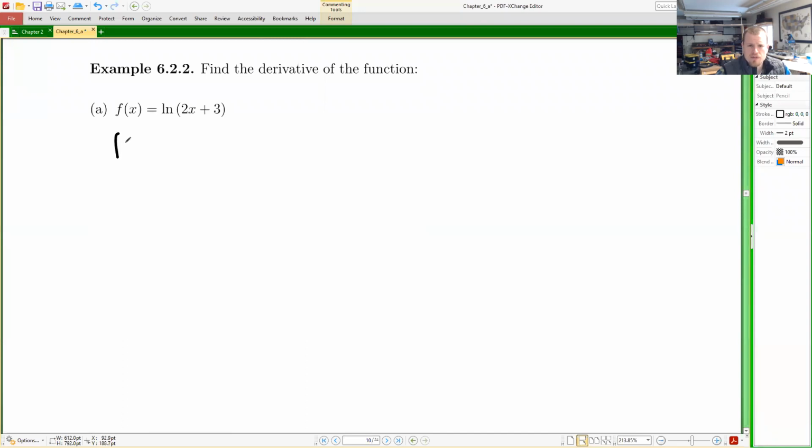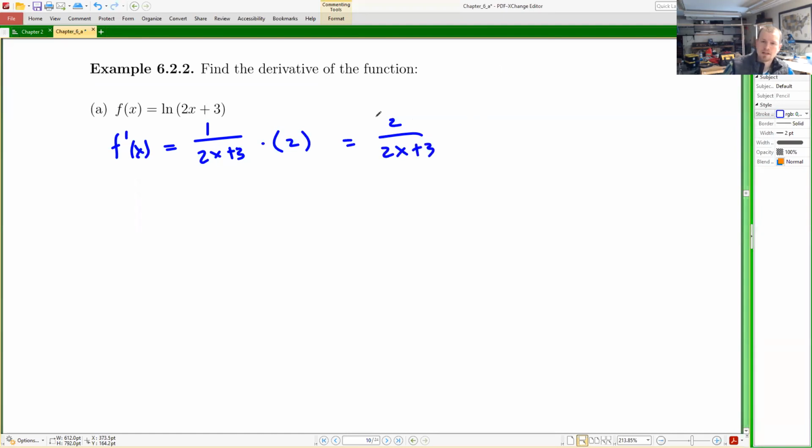All right, so if I want to find the derivative of f in this case, f prime of x is the derivative. Our differentiation rule for the natural log says that it's 1 divided by whatever is in here, 2x plus 3, times the derivative of whatever is in there. The derivative of 2x plus 3 is just 2. So this gives us 2 divided by 2x plus 3.